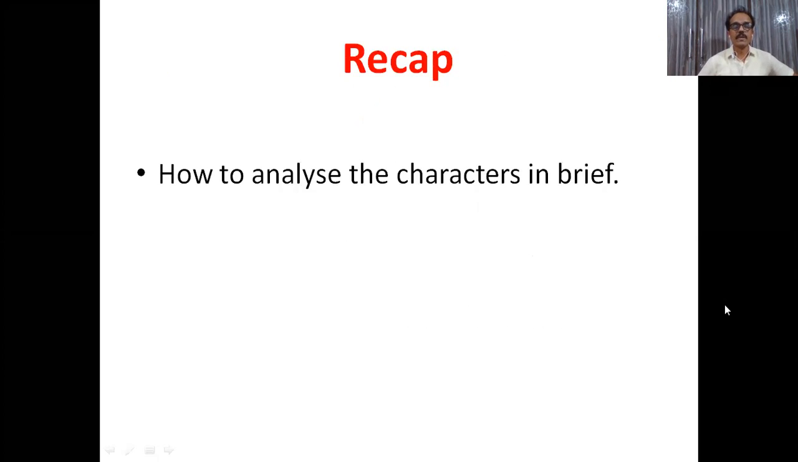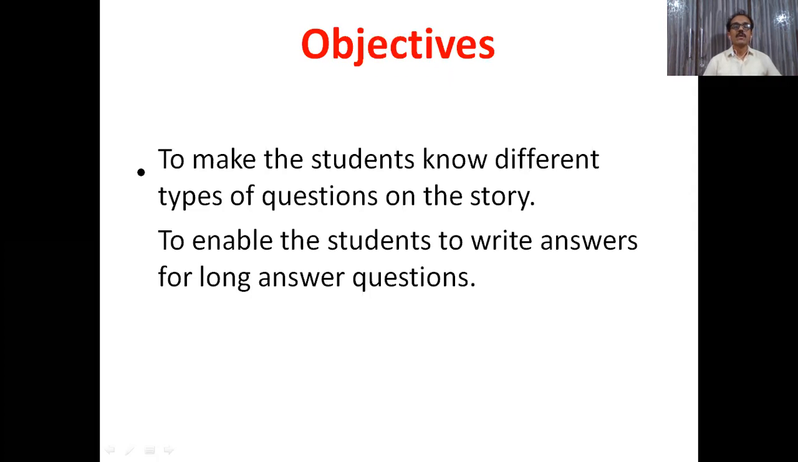In the last class, my dear students, we learned how to analyze the characters in the story in brief, whereas we looked at two characters, Frampton Nuttall and Vera. In the same way as we analyzed those two characters, I think you will analyze the remaining characters if you are asked to write a brief note on other characters in your exams or tests. Right, my dear students? So what are the objectives of this particular class or session or video?